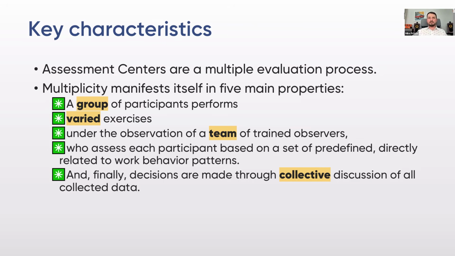Participants perform various exercises, not just a single exercise. Under the supervision of a team of trained observers, meaning not just one person observes, but several, who evaluate each participant on a set of predetermined job-related behavioral indicators, so it's not just one behavior being assessed, but a set. Finally, evaluation decisions are made through joint discussion of all data obtained among the observers. This is how the multiplicity manifests itself. Multiple participants. Yes, sometimes it's for one participant, but most often it's for 4 to 6, maximum 12. So these are usually group activities.